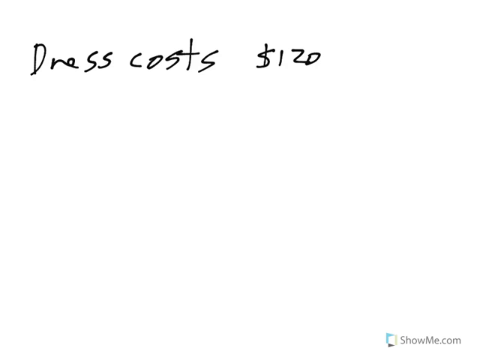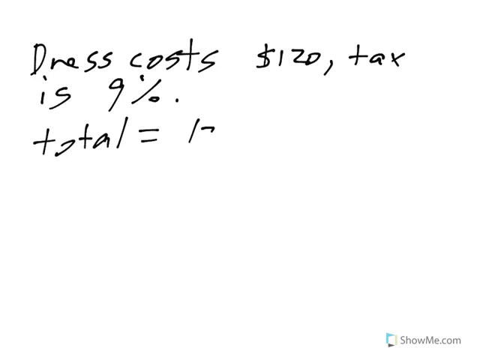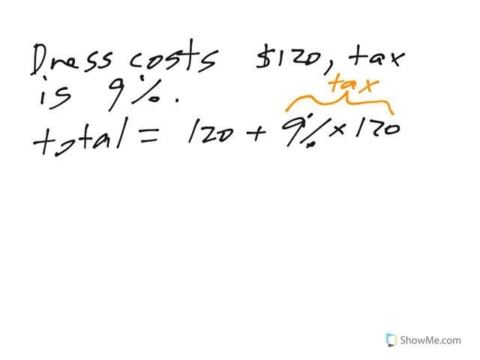So let's go to a second example, and this time the dress costs $120, and tax is 9%, which is closer to what it is. And so this time, again, the total is that 120 plus 9% of 120. So you've got this tax that's going to be some percentage of the cost of the dress. And how you figure it out is you just figure out 9% of that 120.